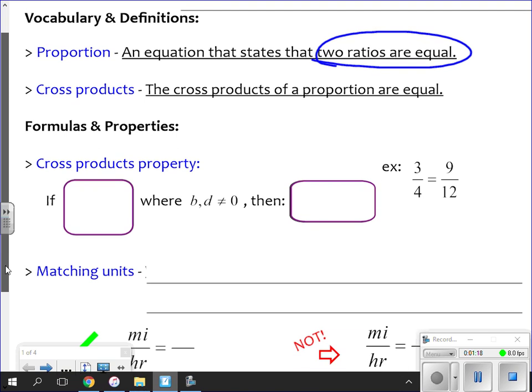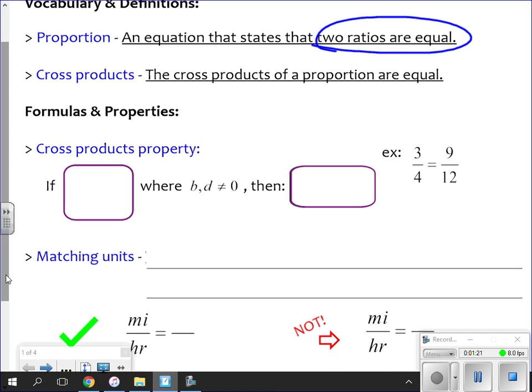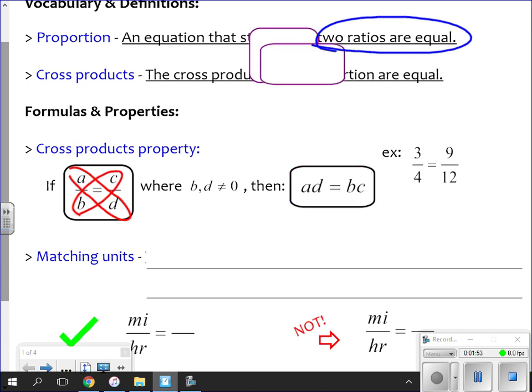So what does it mean that the cross products of a proportion are equal? If we have the proportion A over B equals C over D, and we're not allowed to have zeros in our denominators, that's why B and D are not equal to 0. You're never allowed to have 0 in your denominators. If we have this set up, then if we multiply across, A times D and B times C, the cross products, those are always equal to each other.